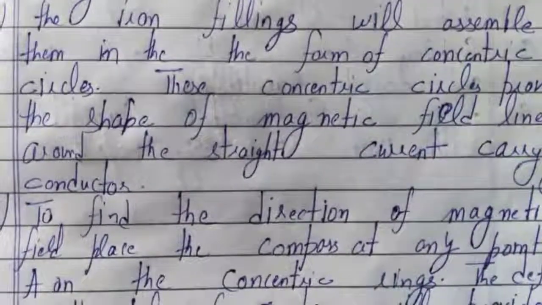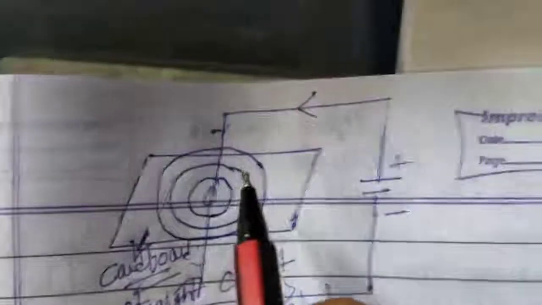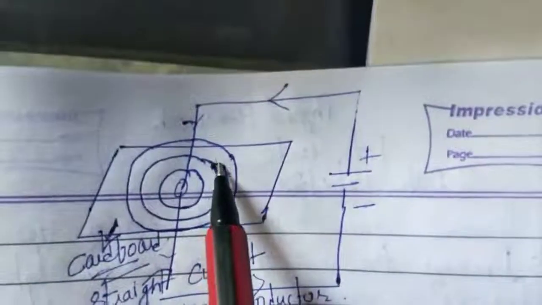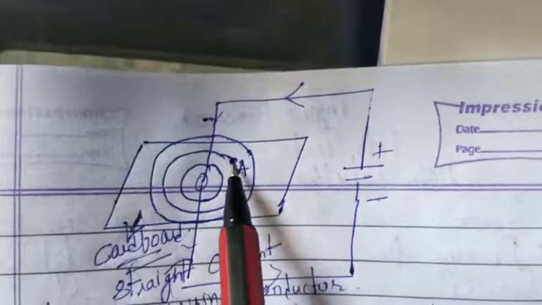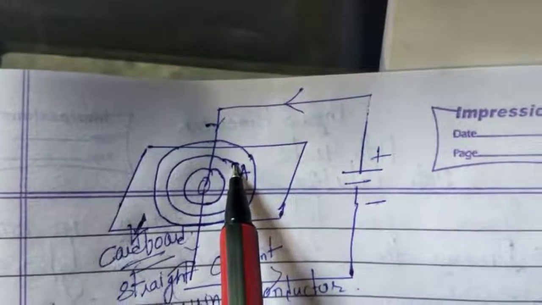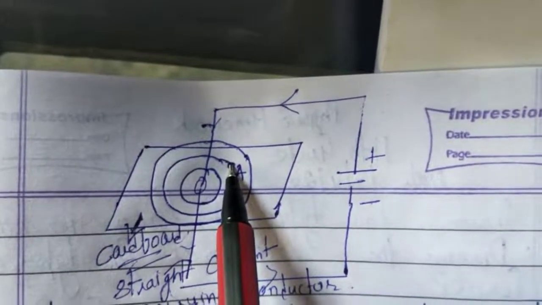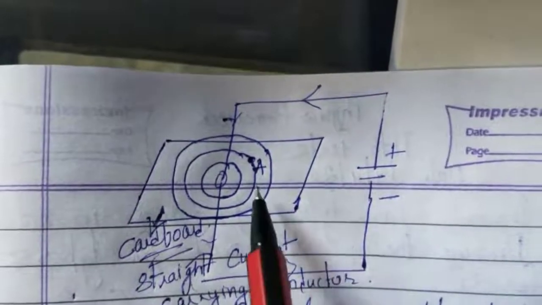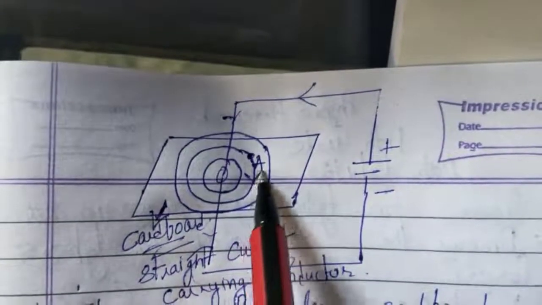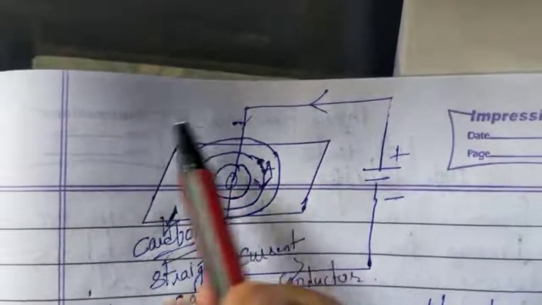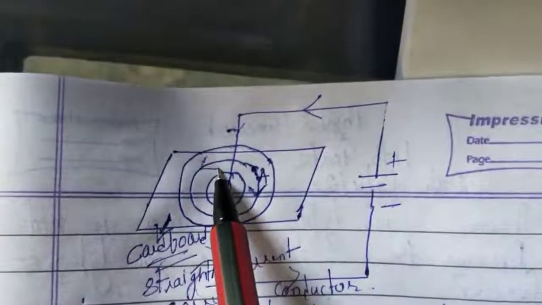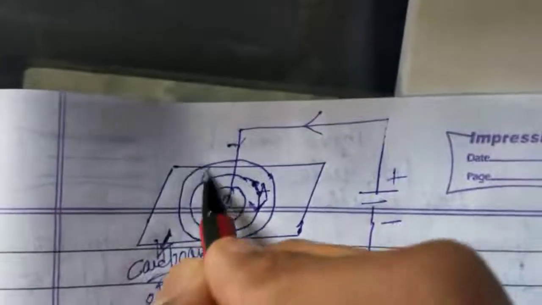The shape of the magnetic field lines will be in the form of concentric circles. Suppose you want to find the direction of the magnetic field at point A. Here is point A. Suppose you place a compass here and note down the deflection in the north pole of the compass. Suppose the north pole gets deflected in this direction. You will mention the direction in this way. If it gets deflected in this way, then you will mention the direction like this.